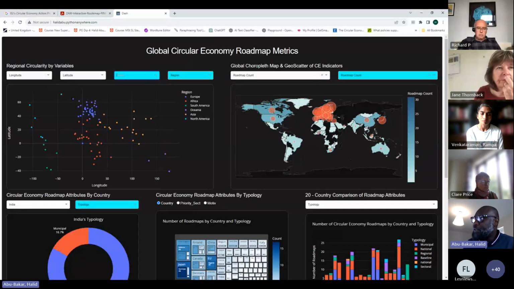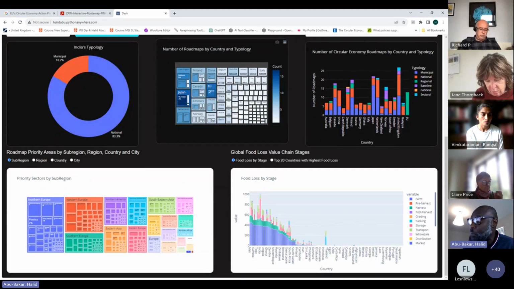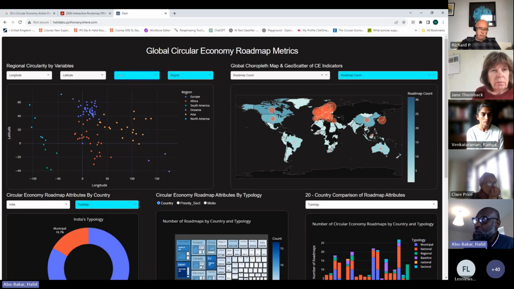Okay, so this is the dashboard. I called it Circular Economy Roadmap Metrics. It's not really metrics, but I struggled a bit with the general title to give it. It's made up of 7 different plots, and each plot visualizes certain attributes of the different global circular economy roadmaps that I've collected. And there are other additional indicator data sets that I collected from other reliable sources to complement the roadmapping attributes that I've collected.